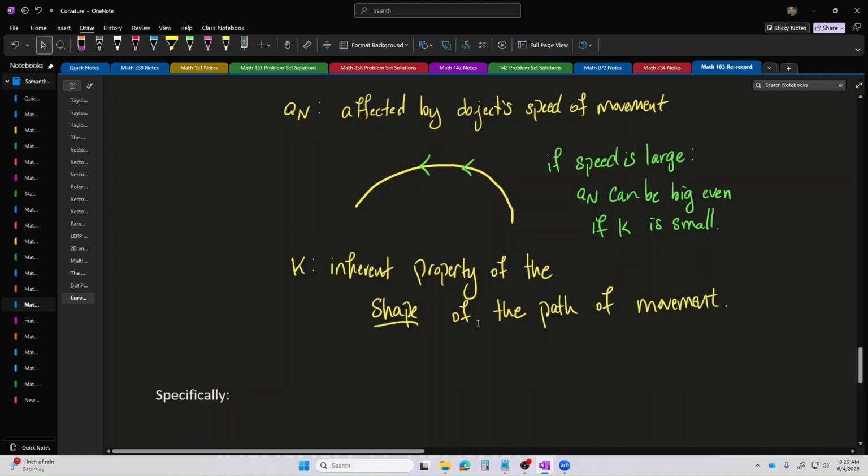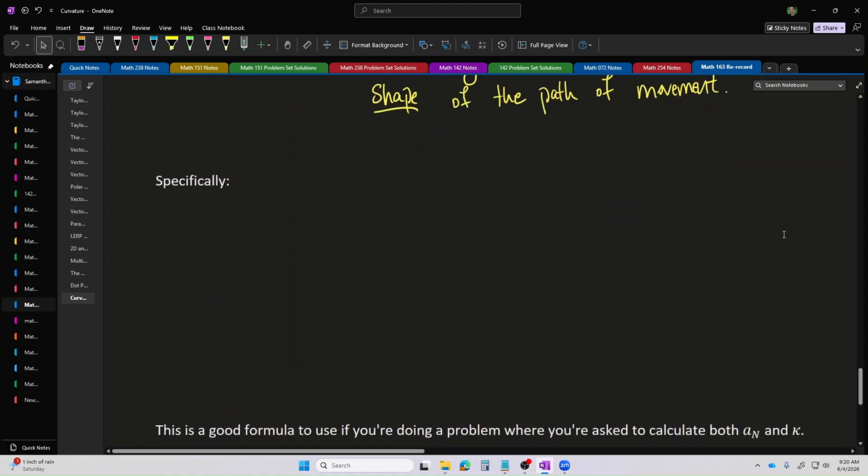Specifically, there's a mathematical equation that relates the curvature and the normal component of acceleration, which says that your curvature is equal to your normal component of acceleration divided by the speed squared. If you take the normal component of acceleration and divide out the speed squared, that is the same thing as the curvature at any point.